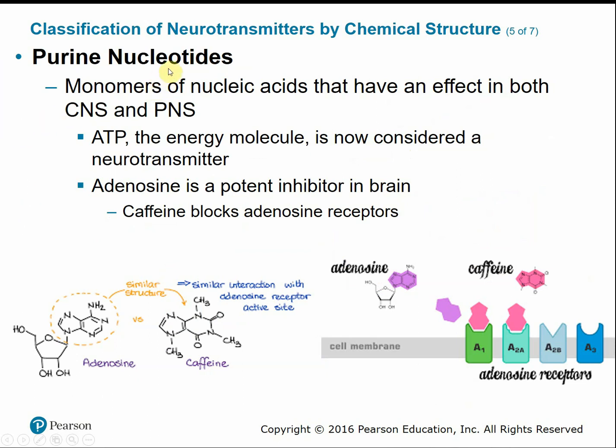Purines are nucleotides, so part of the building blocks of DNA and RNA. The building blocks of nucleic acids can also have a neurotransmitter effect on the nervous system. ATP, even, our primary energy molecule, can now be considered a neurotransmitter. The primary purine neurotransmitter is adenosine. It acts as a pretty potent inhibitor in the brain. Caffeine works by blocking the receptors for adenosine. If we look, adenosine and caffeine both have very similar chemical structures.